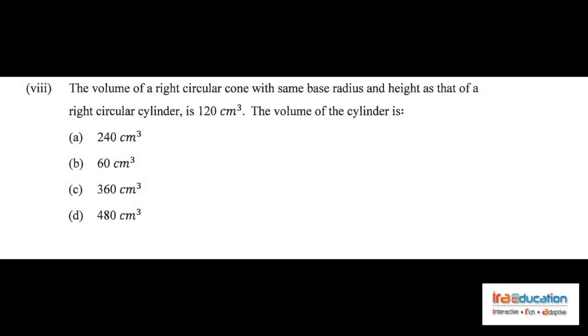Looking at question number 8, students, please remember this. You have to be very, very careful. The moment you get a problem like this, you need to get back to your basics. Understand what the volume of a cylinder is. The volume of the cylinder is given by pi r square h, where the radius is r and the height is h. If the radius is r and the height is h, what is the volume of a right circular cone? It is 1 by 3 pi r square h.